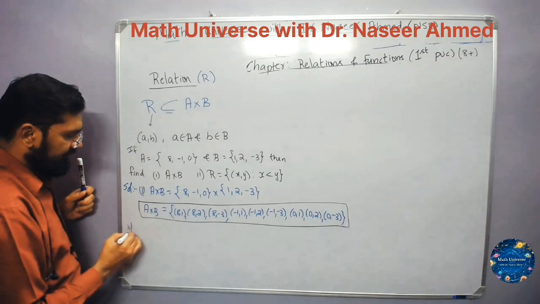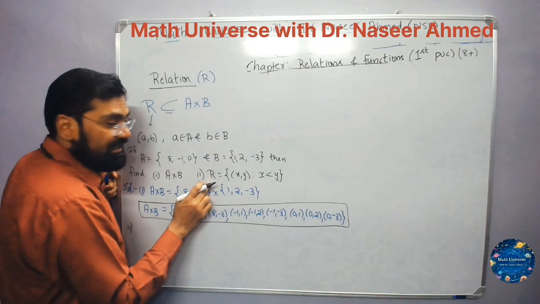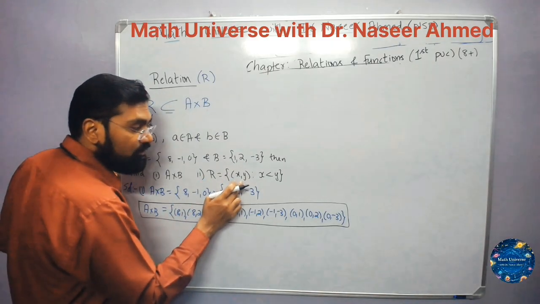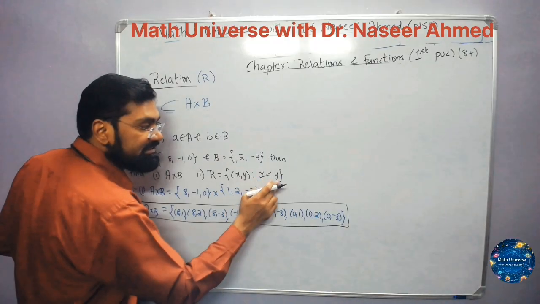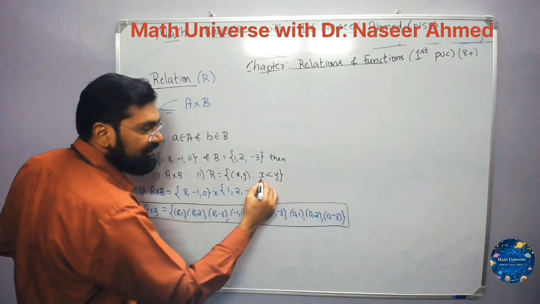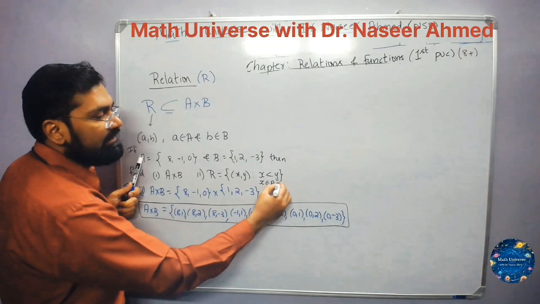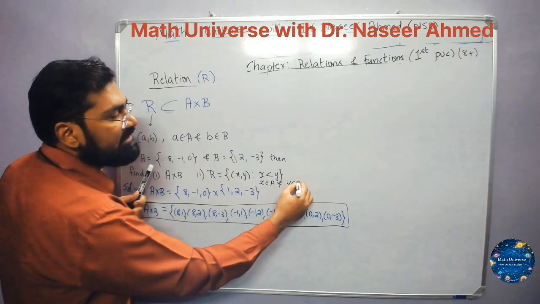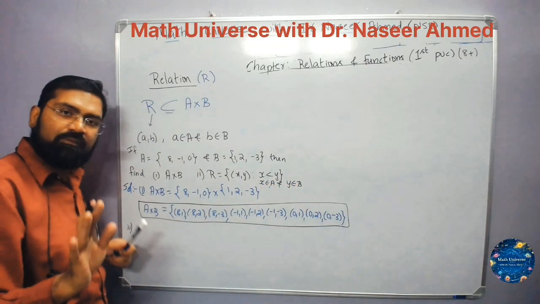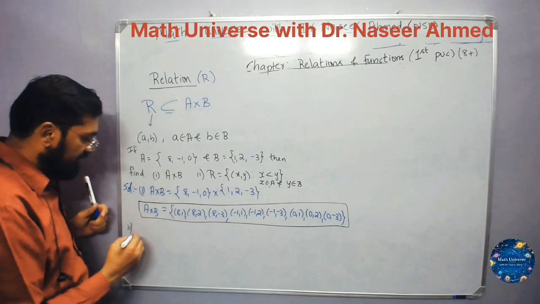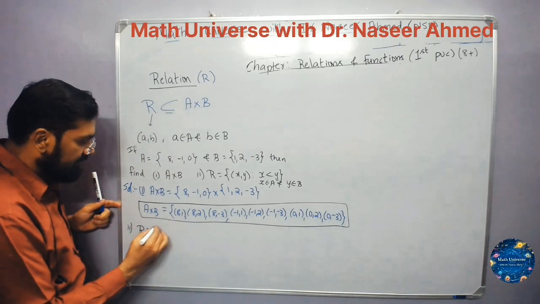Second part is relation R. I should write only those ordered pairs in which x is less than y. Don't forget, as per the concept, x will come from the first set, that is A here, and y will come from the second set. This one need not be mentioned, it's understood from the concept. Now R. Check one by one.